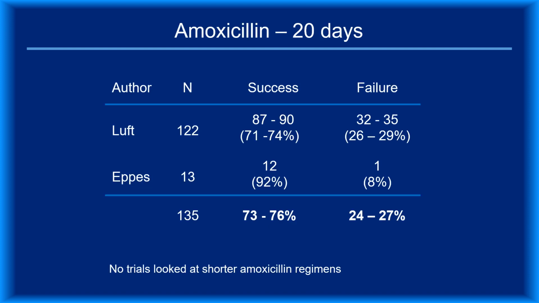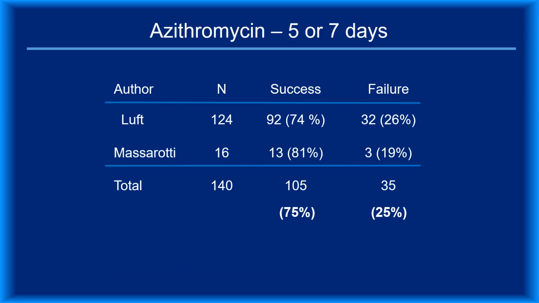2 studies treated a total of 135 patients with 500 milligrams of amoxicillin 3 times daily for 20 days. The success rate was approximately 75%. 2 studies looked at 5 to 7 days of azithromycin. The combined efficacy was 75%. In the larger study, the relapse rate for azithromycin was substantially higher than for amoxicillin. This paper is often cited to explain why azithromycin is not used as a first-line antibiotic in the U.S.